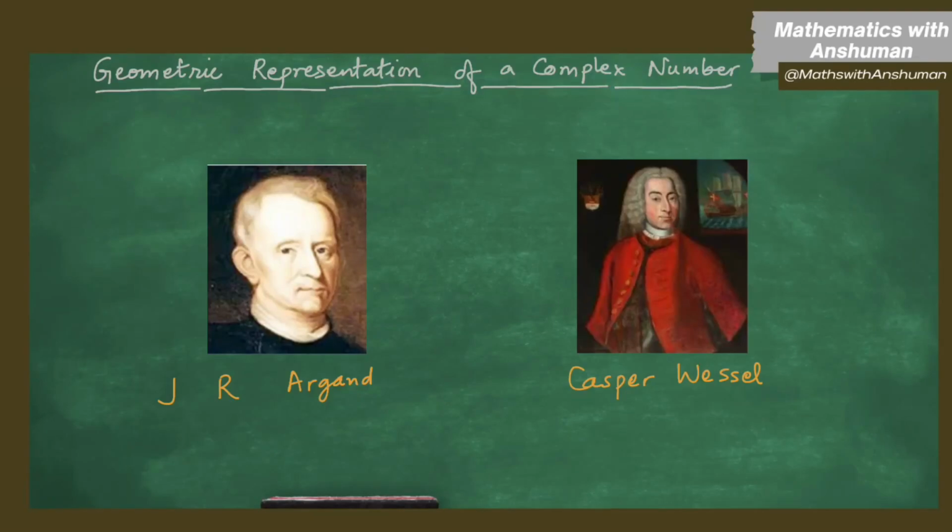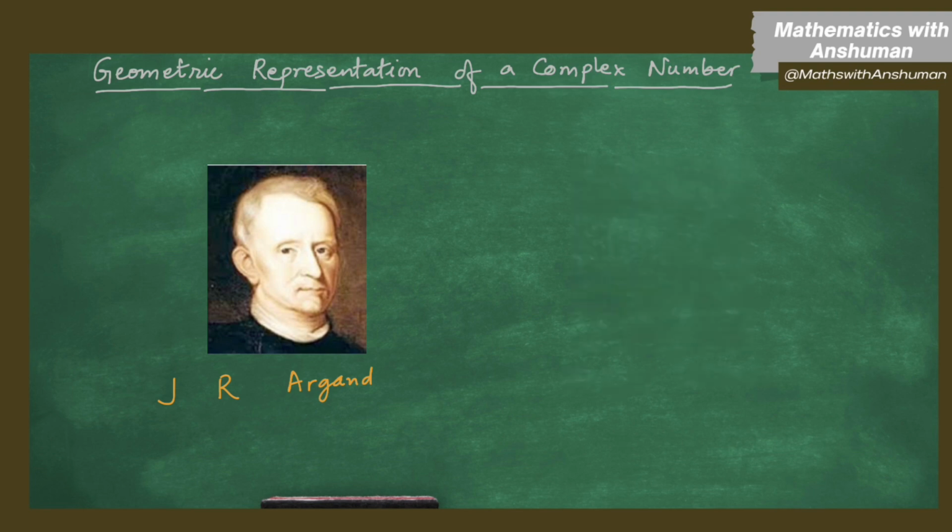J.R. Argand and Caspar Wessel are the two mathematicians who worked independently and came up with the idea to represent complex numbers geometrically. Argand's idea is very famous in showing complex numbers in a plane because it gives a visual and geometric representation of complex numbers using two real number axes, x and y. Argand plane or Argand diagrams are the terms used in mathematics to show respect to J.R. Argand. Let us learn about how to represent a complex number geometrically.